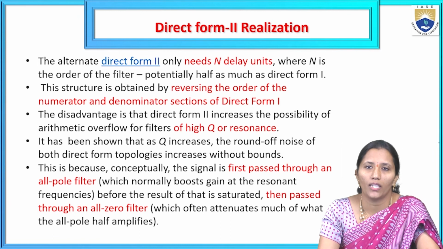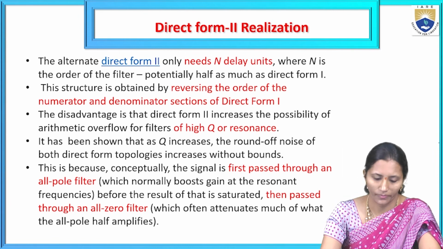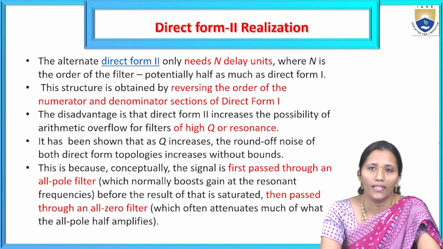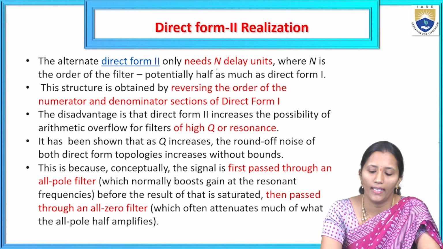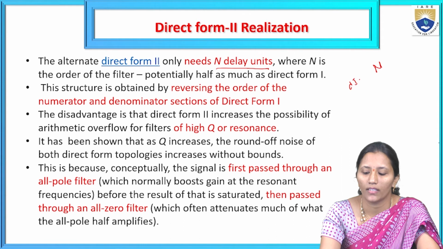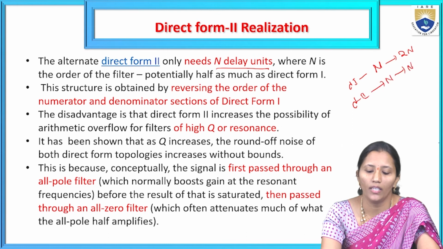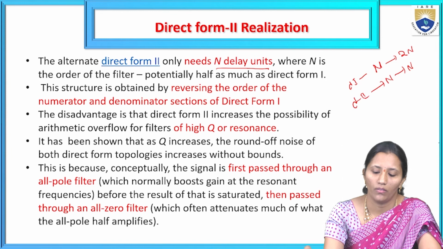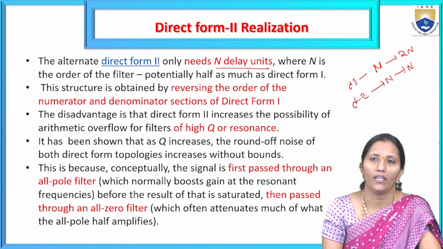If we take the direct form 2 realization, the alternate direct form 2 only needs n delay units. The disadvantage of the direct form 1 structure is that if the order of the filter is n, we use 2n delays. In direct form 2, if the order of the system is n, we use only n delay units. We are reducing the number of delay units in the direct form 2 realization.